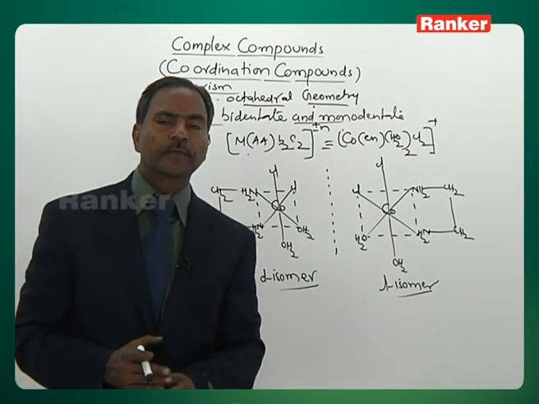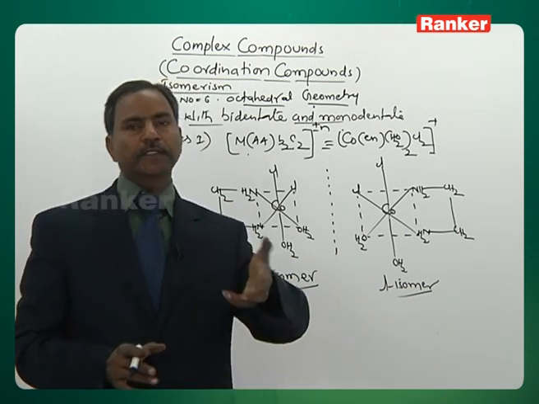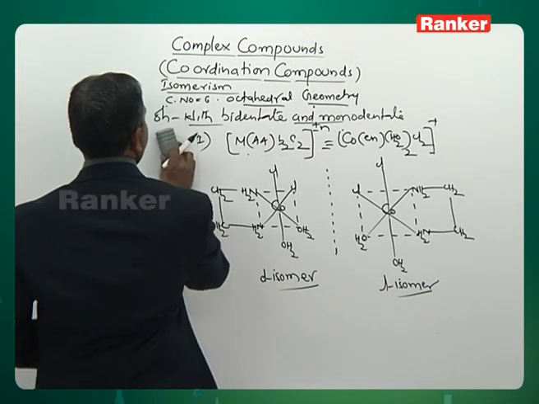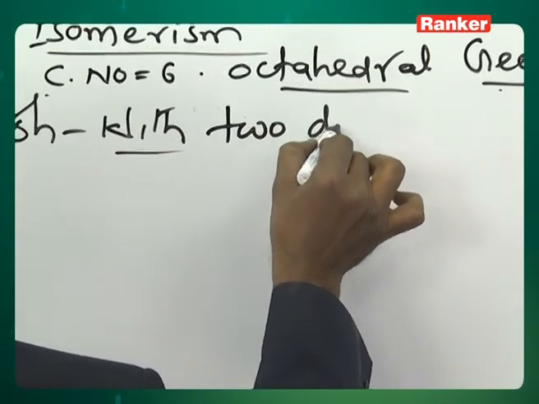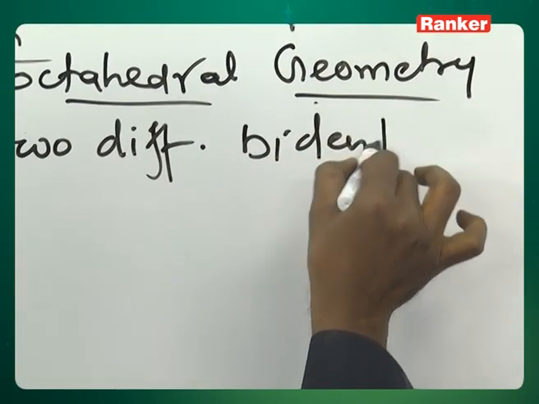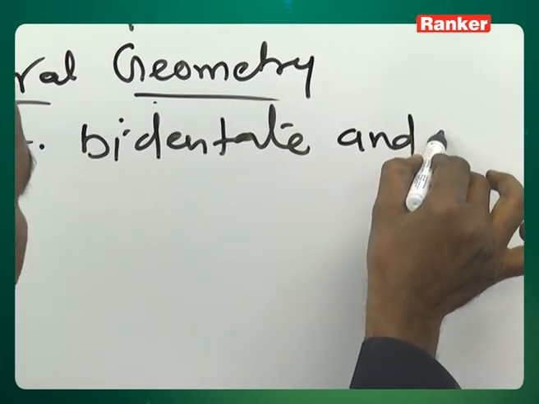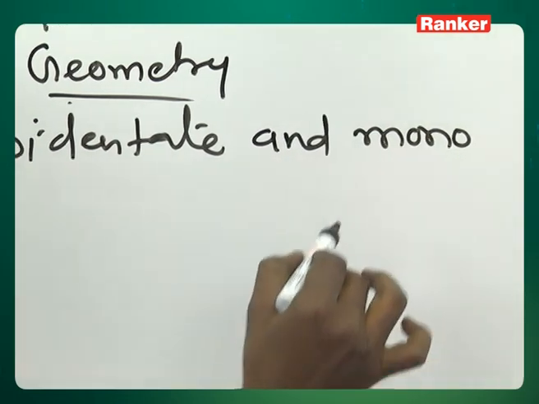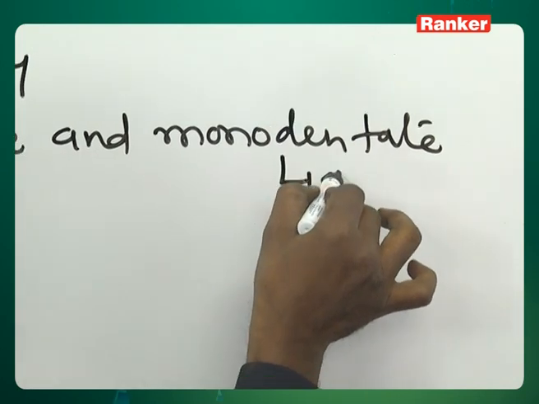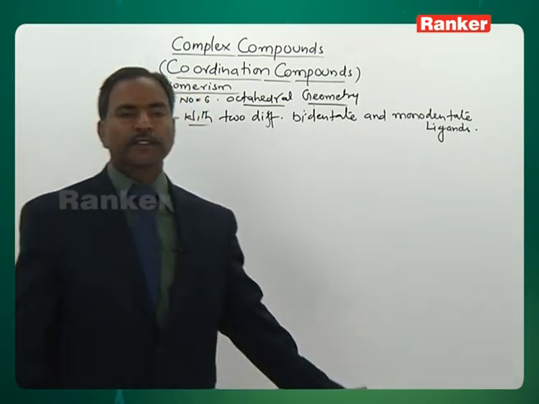Next, let us see. In some cases, octahedral geometry may carry two different bidentate ligands and monodentate ligands. Let us see the next: two different bidentates and monodentates. This model, let me write one more way.